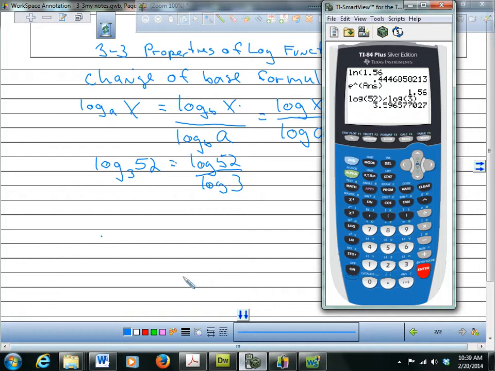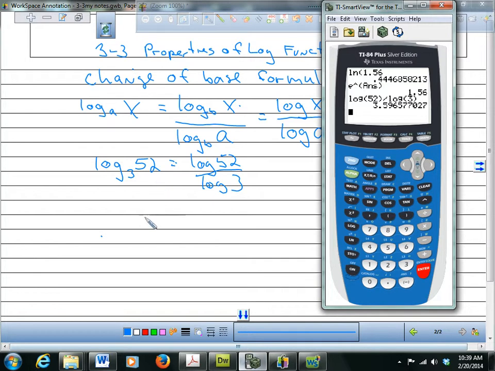What? Right, that's what I was saying before. You can't do it directly, that's why I use the change of base. I don't think you can. Maybe a TI-89 or something would do it, but I don't think this one would. So 3 to the 3.596 power would give you about 52.